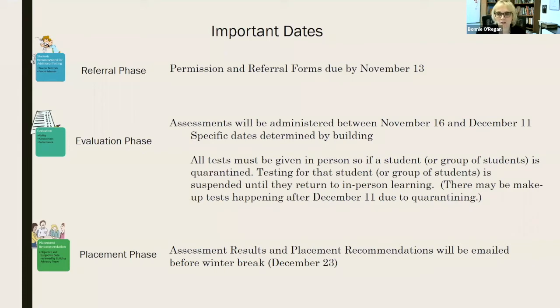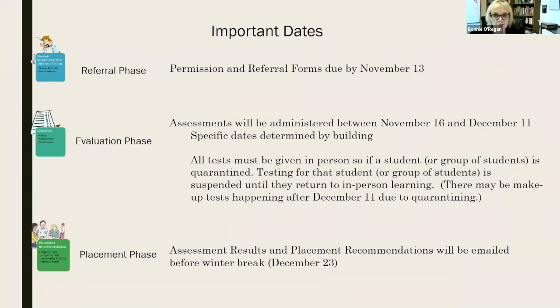So the referral phase is right now. Everything's due by November 13th, because we want to open up that assessment window on that next Monday, November 16th, go through December 11th. All tests must be given in person. So if a student or a group of students is quarantined, the testing for that student or group of students is suspended until they return to in-person learning. This may mean that there may be some makeup tests happening after December 11th due to the quarantining. Don't worry about it. We will make them up. We will get this all done.